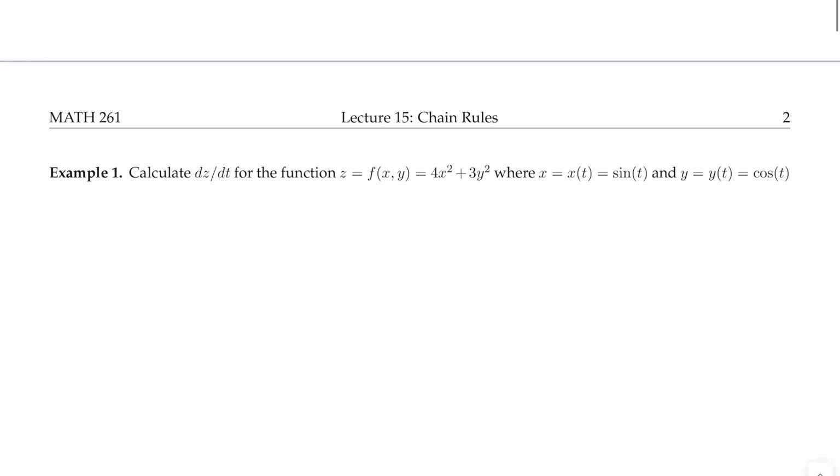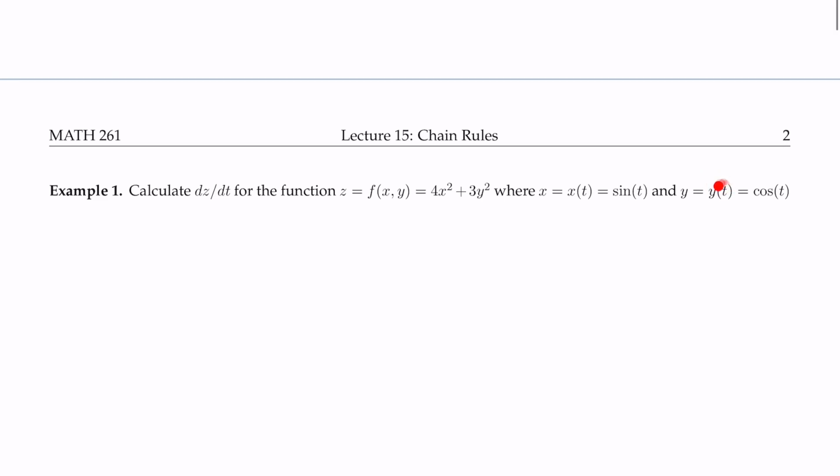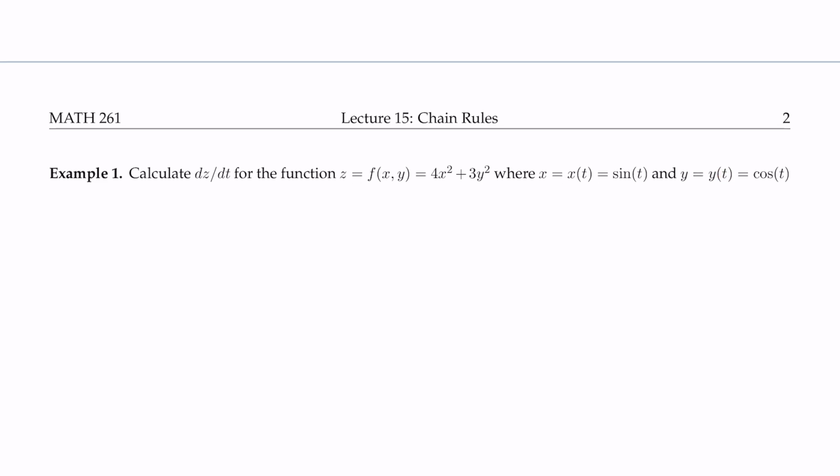So in the first example here, you want to calculate dz dt of the function z equal to f of x, y equal to 4x squared plus 3y squared, where x is a function of the parameter t. In this case, x is equal to sine of t, and y is also a function of the parameter t, where y of t is equal to cosine of t. So you're going to apply the formula, that is dz dt equal to partial z, partial x times dx dt plus partial z, partial y times dy dt.